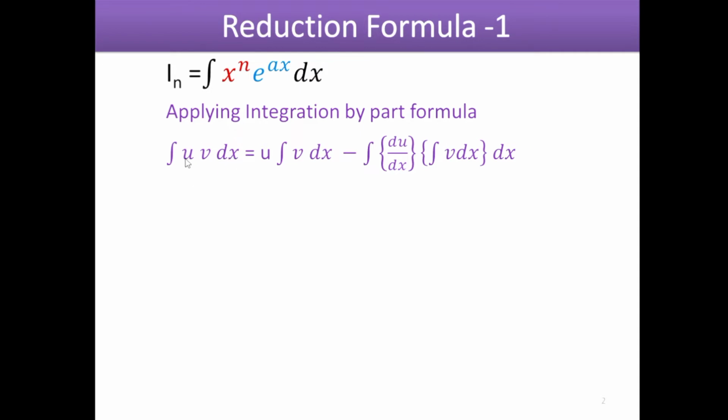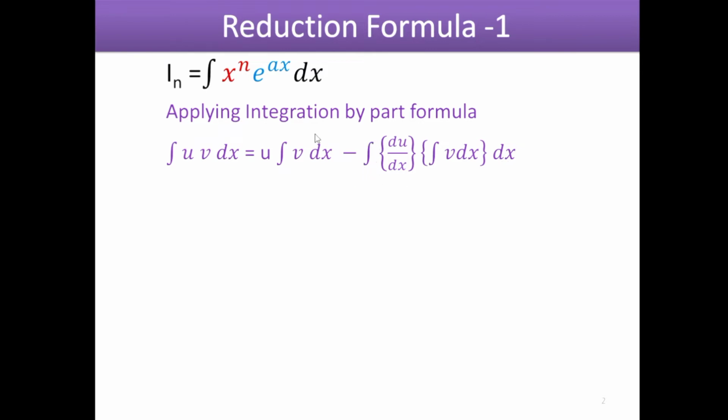Both functions, the first function and the second function, are functions of x. u and v both are functions of x. Then the integration by parts formula is the first function u multiplied by the integration of the second function, minus the integration of the derivative of the first function times the integration of the second function, and dx. This dx is for this integration sign.